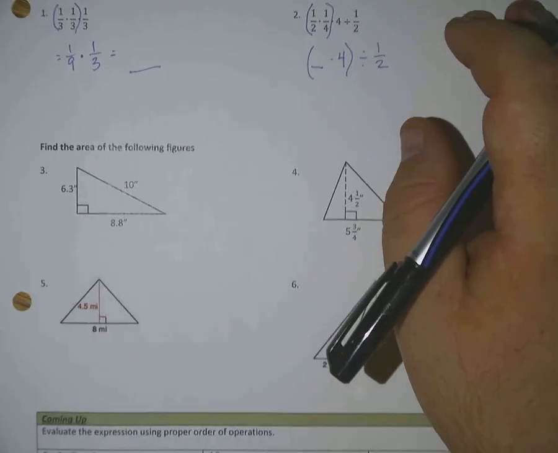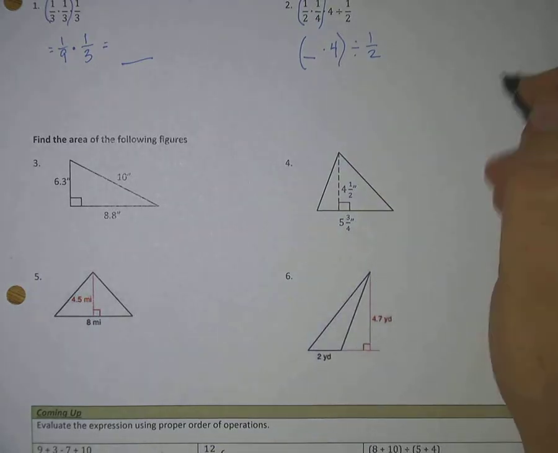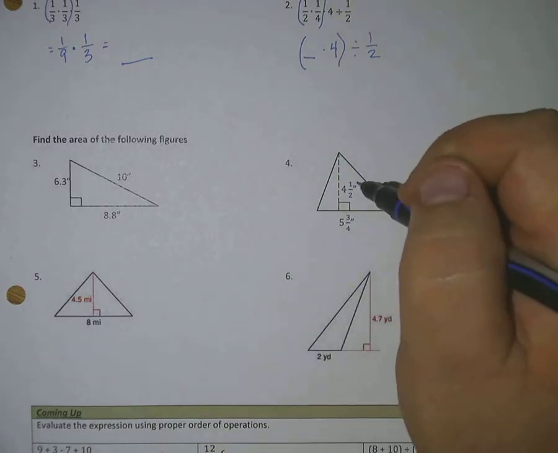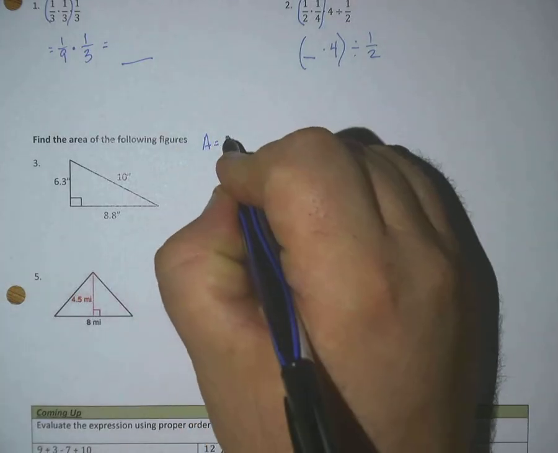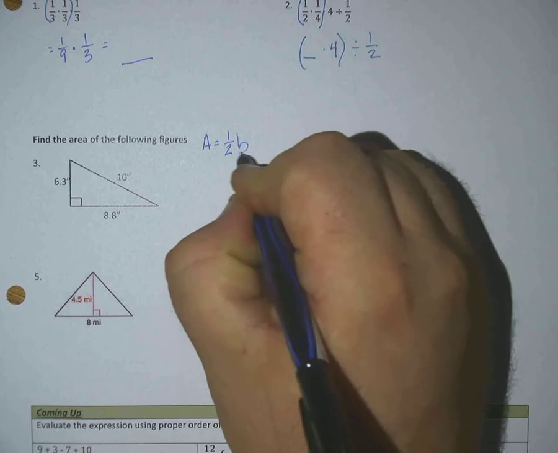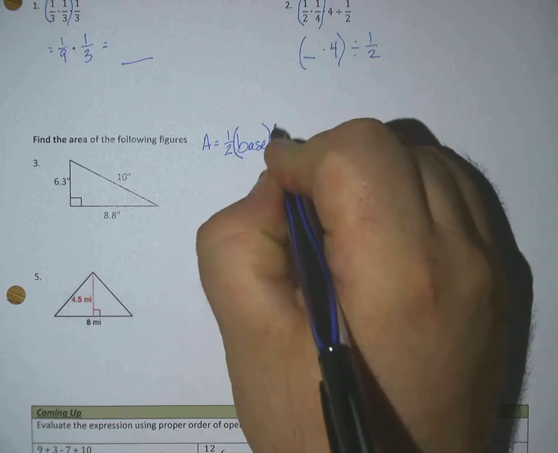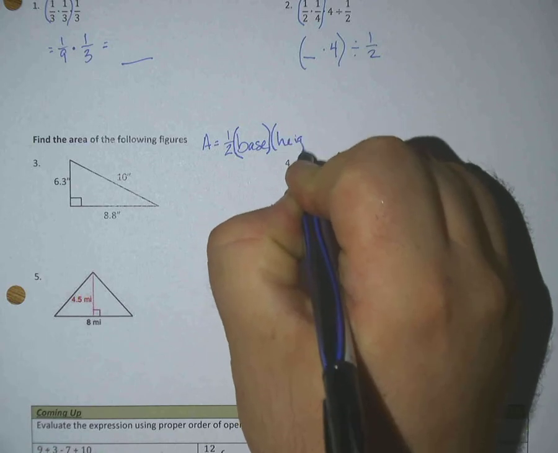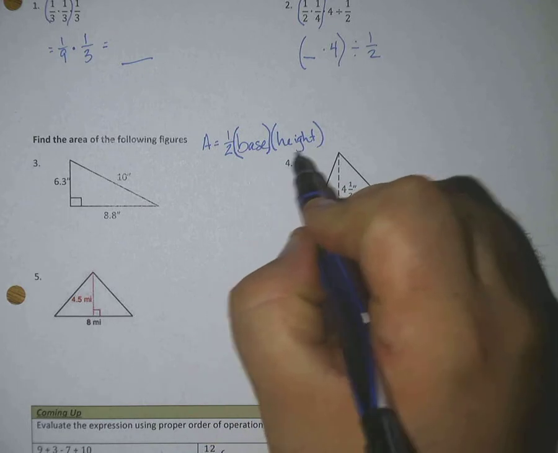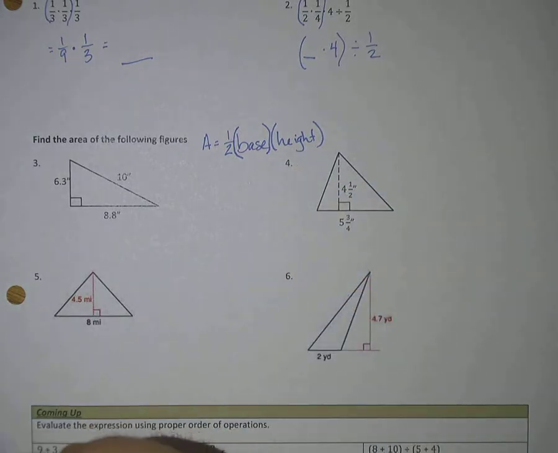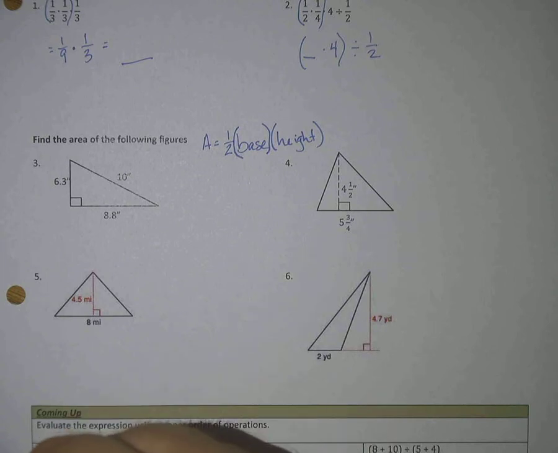Okay. On the next section of problems here, we're looking at area. All of the things that we're looking at are triangles, and the area of a triangle, if you don't remember, is 1/2 base, so 1/2 times the base times the height. So really you're just looking for two numbers, the base and the height, and those are the ones that you need. Okay?